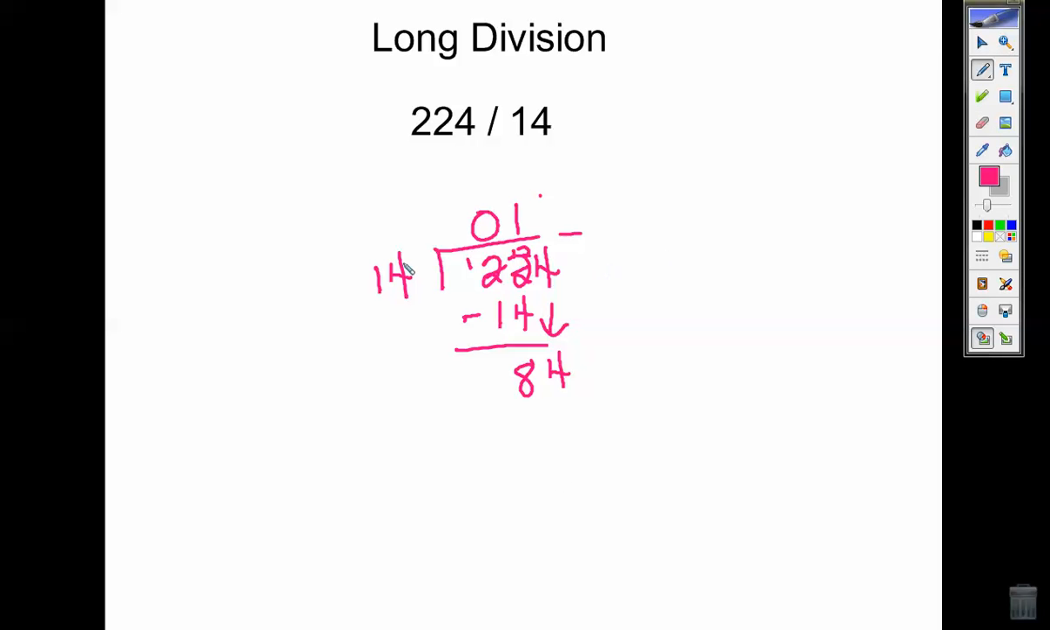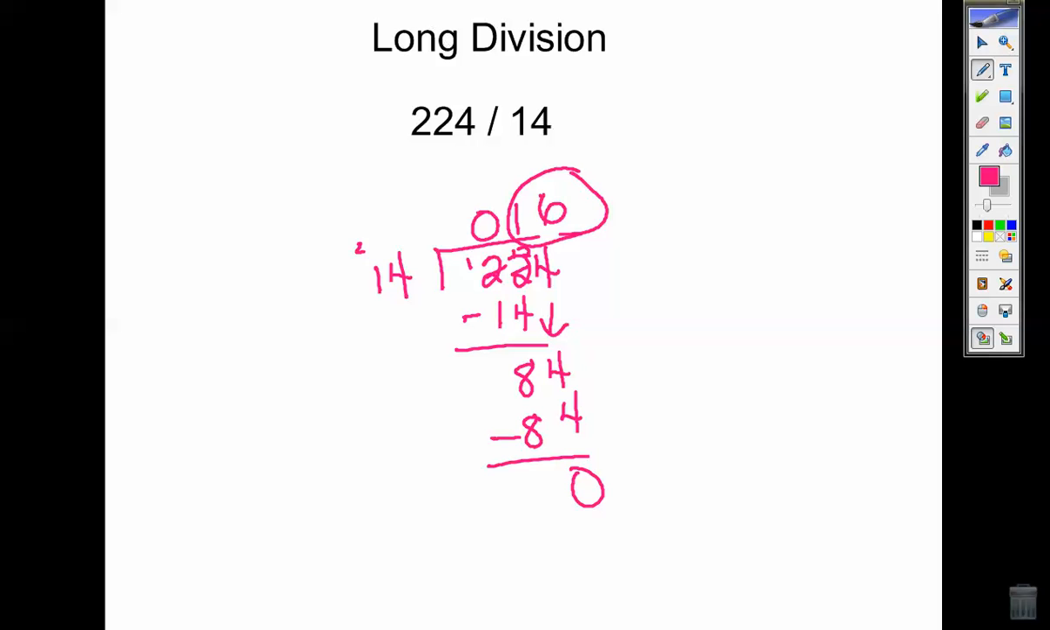So let's try again. Let's say we tried 5 before, and I think we need to go up. So let's try a 6. 6 times 4 is 24. Carry the 2. 6 times 1 is 6 plus 2 is 8. Subtract, and you get 0. And you want this to be a 0 remainder. In 6th grade, we are not allowed to have remainders. If you have a remainder, you either need to put a decimal point and keep dividing with another 0, or you need to turn it into a fraction. But in this case, we have a 0 remainder, so our answer is 16.